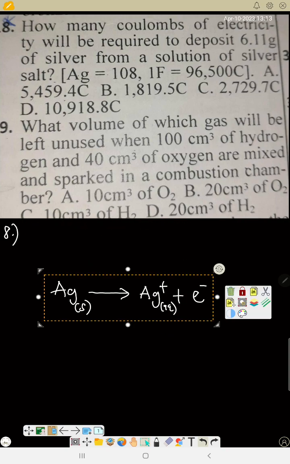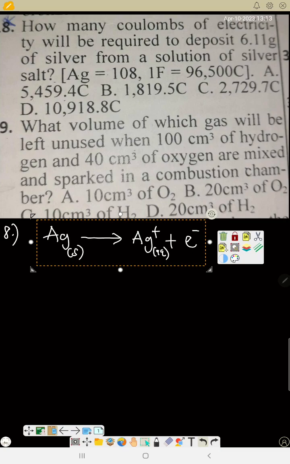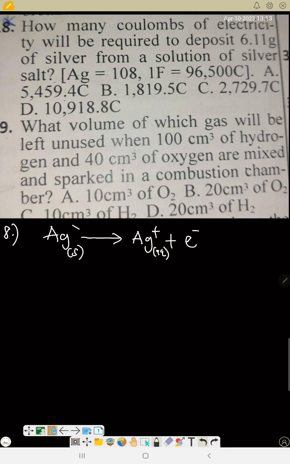So what does this mean? It means in this reaction 1 mole of silver will produce 1 mole of electron, or 1 Faraday. So now let's solve the question. How many coulomb of electricity will be required to deposit 6.11 gram of silver? Start with what you have: 6.11 gram of silver divided by 1 times.